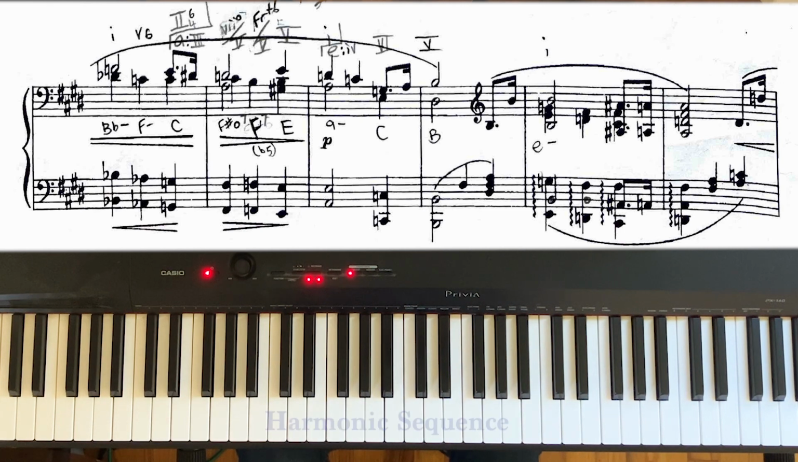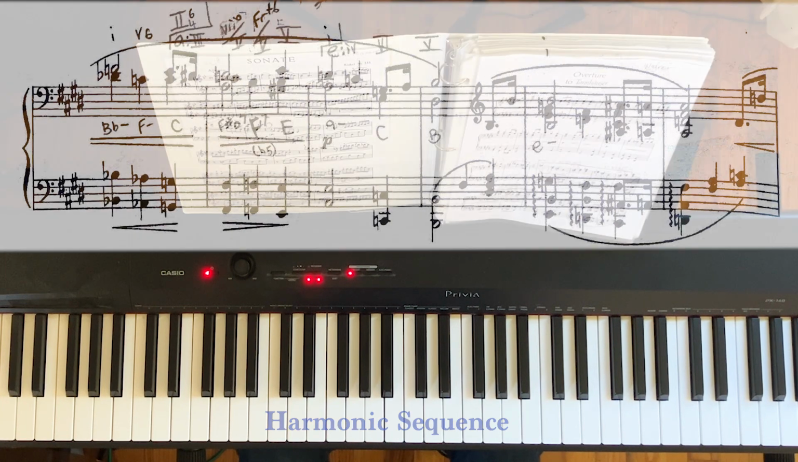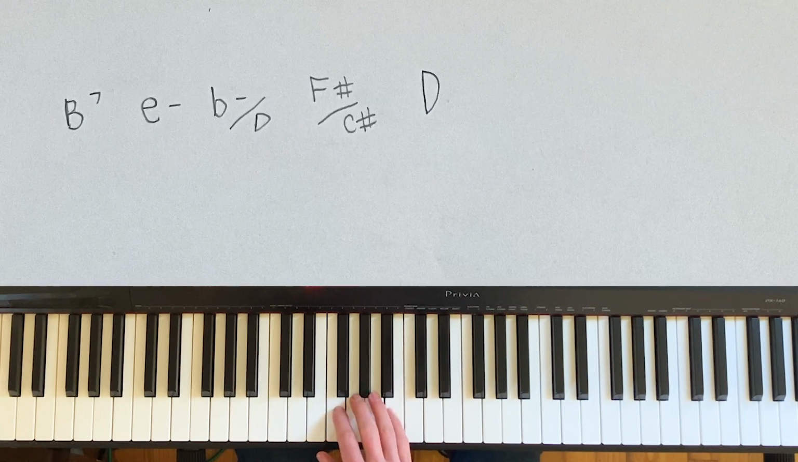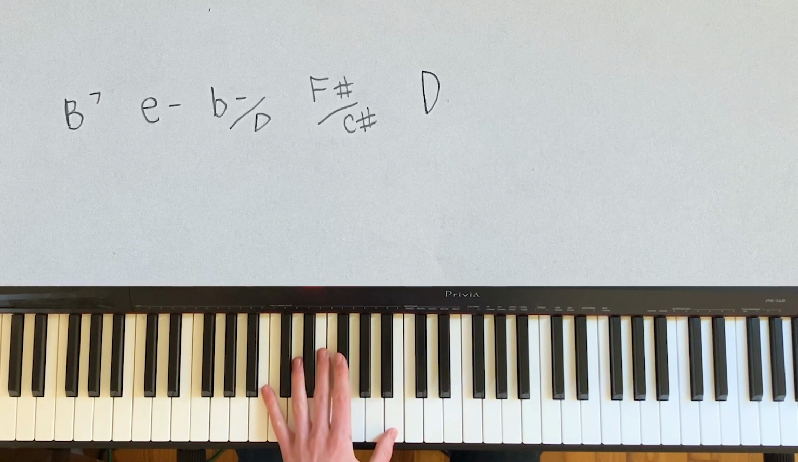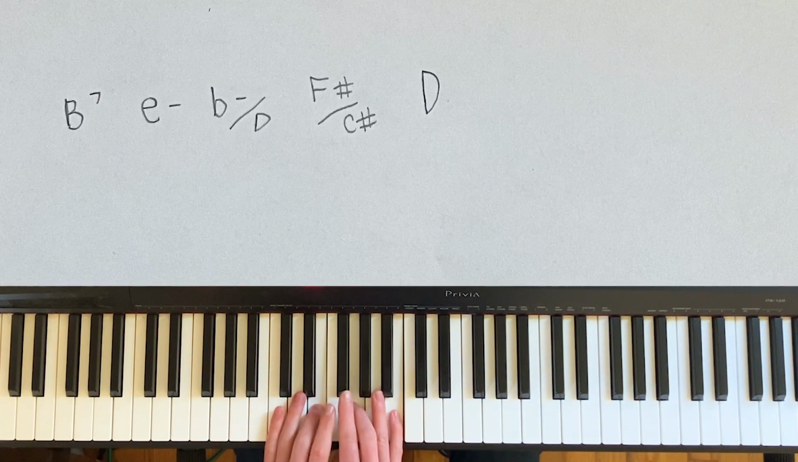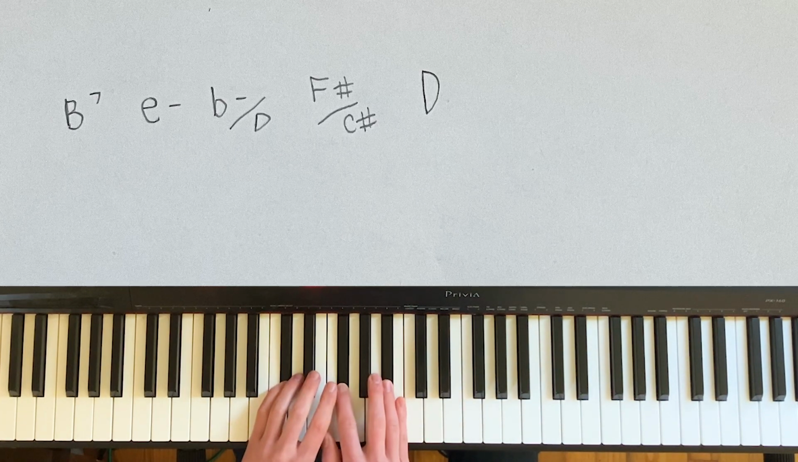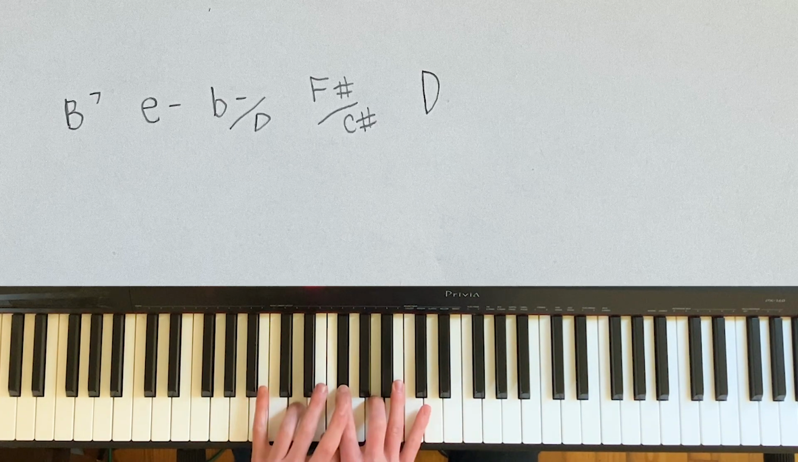It's a type of harmonic sequence, a pattern of chords that gets transposed exactly, not diatonically, so we're changing key each time around. The first time through the sequence begins in E minor, and we have the string of chords B7 on the pickup, E minor, B minor over D, F sharp over C sharp, and D.